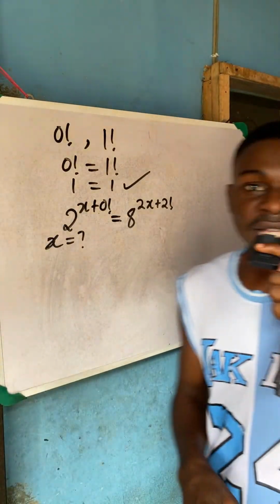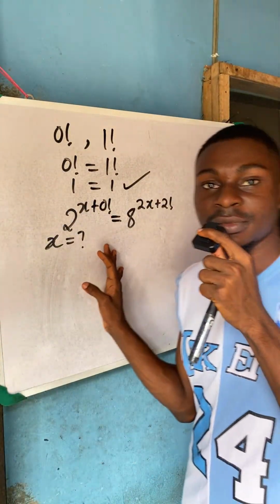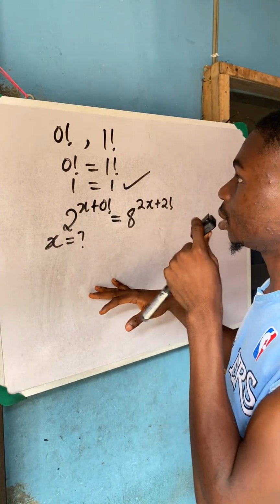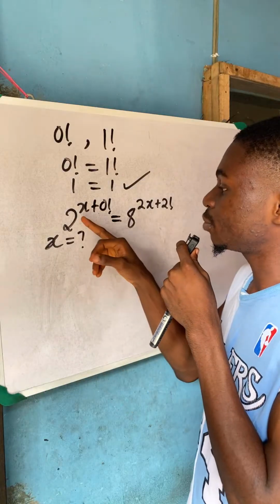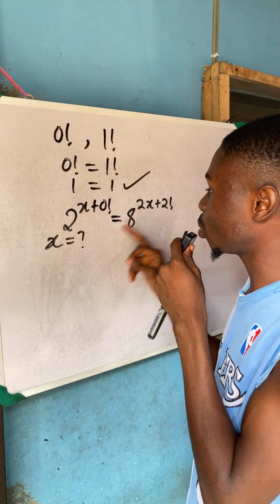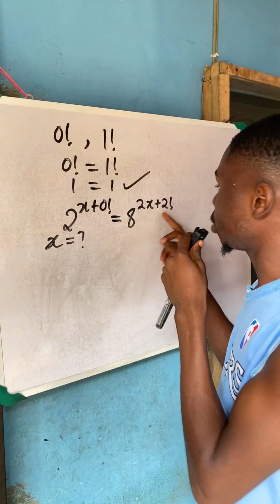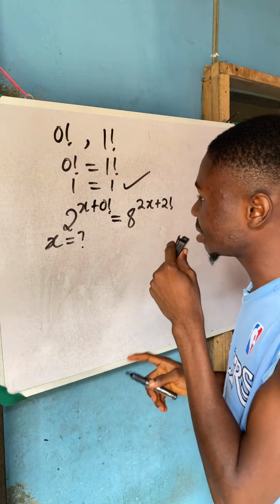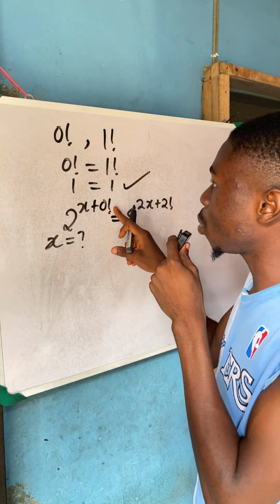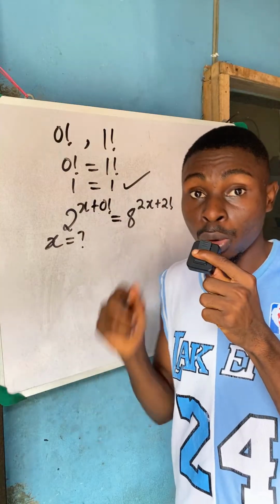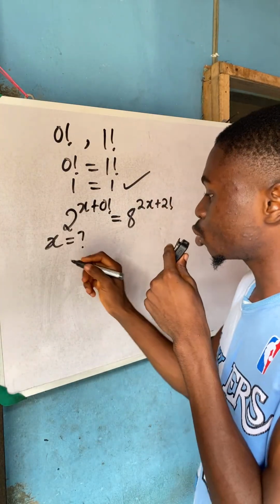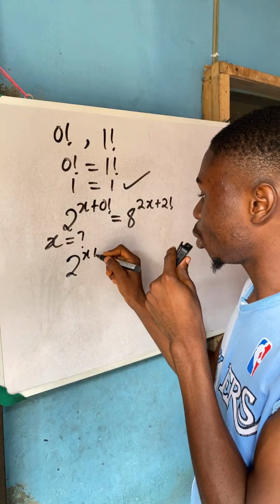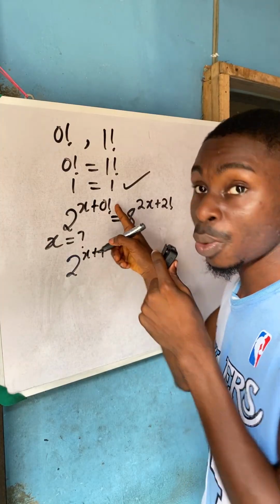Alright, if this is the first time you come across this, let's solve it. As I said earlier, we are dealing with a factorial equation involving an exponential equation. So we have 2 to the power of x plus 0 factorial is equal to 8 to the power of 2x plus 2 factorial. As I said earlier, 0 factorial is always the same thing as 1 factorial, which is equal to 1. So I can equally express this equation as 2 to the power of x plus 1, because 0 factorial is always equal to 1.